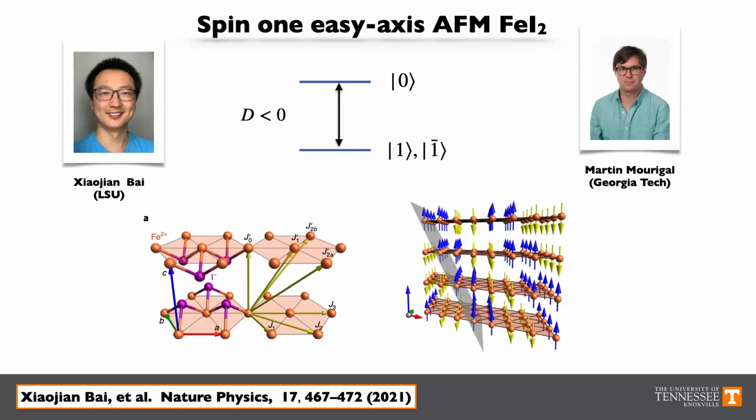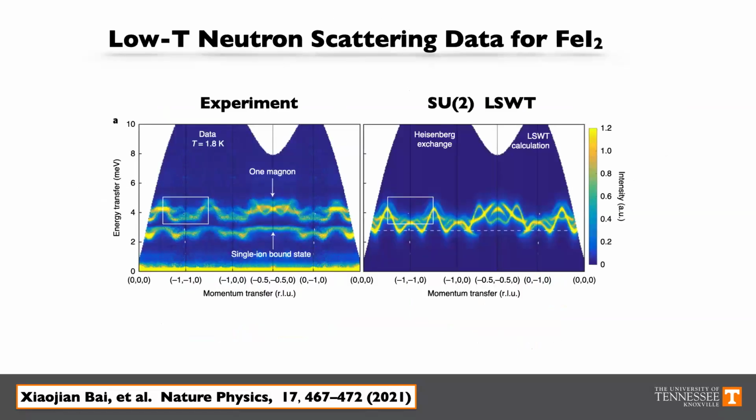Let me consider a very simple system, an Ising-like magnet. I'm not going to give many details, but it's a triangular layer system with multiple competing exchange interactions. The system has a strong single-ion easy-axis anisotropy, and the magnetic ordering is a kind of stripe ordering where you have ferromagnetic chains and antiferromagnetic chains. Because this anisotropy is rather large, when you do a neutron scattering experiment, what you find is two modes instead of one.